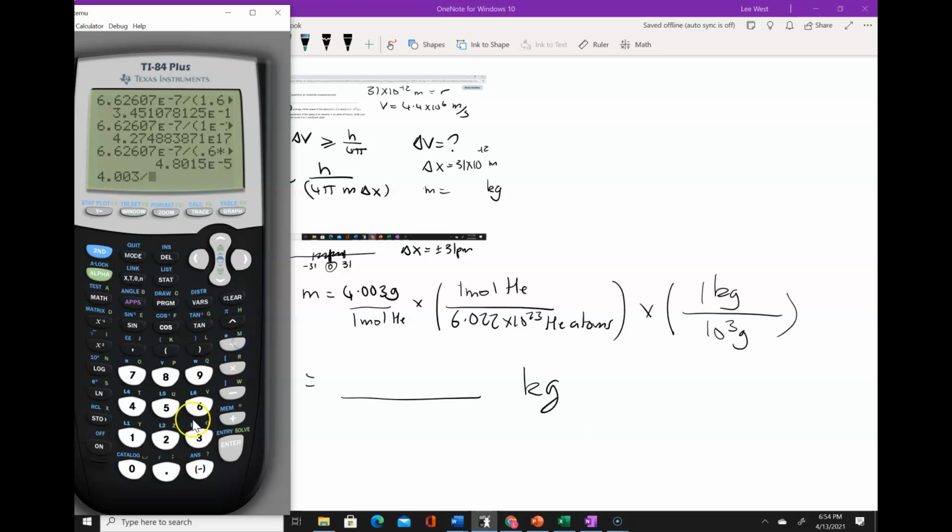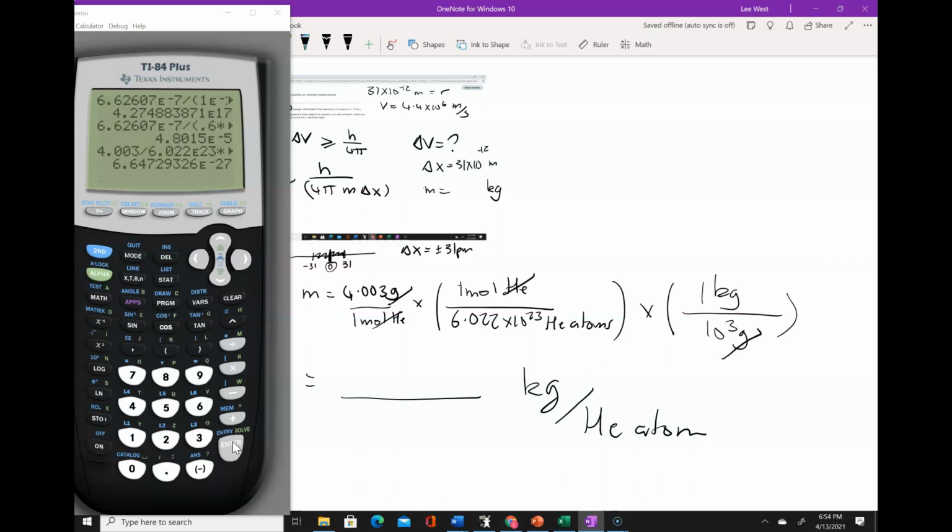4.003 divided by 6.022 second function e to the 23, times 1 on 1,000. There we go. Alright, so grams cancel, so it's going to give me kilograms per helium atom, isn't it? Right, there we go. Okay, good.